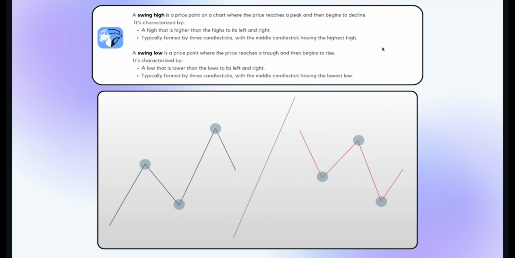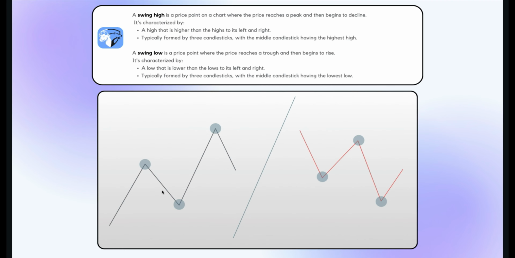Now, I will show you some live examples, don't worry, but for now, I just want to keep it very basic. A swing low is a price point where the price reaches a trough and then begins to rise. It's characterized by a low that is lower than the lows to its left and right, typically formed by 3 candlesticks, with the middle candlestick having the lowest low.